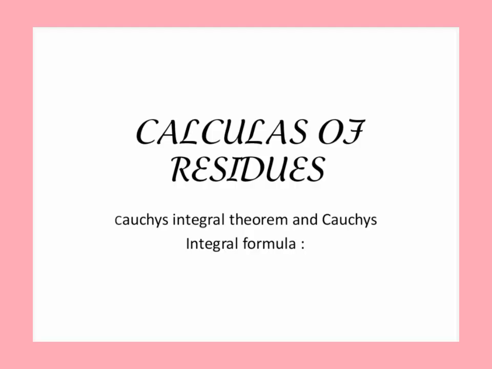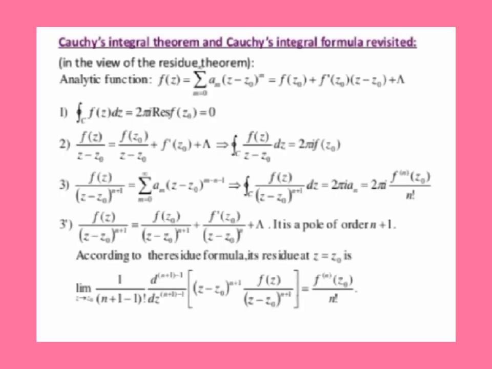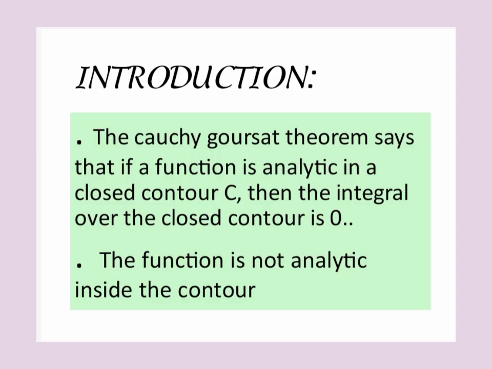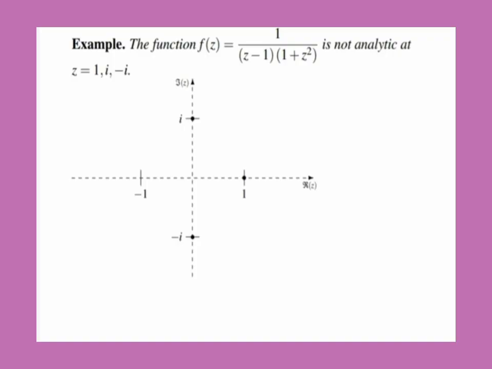Calculus of residues, Cauchy's integral theorem and Cauchy's integral formula. We are going to see a brief of it. In Cauchy's integral theorem, the summation of a_n (z minus z0) to the power m is equal to f of z0. It shows that 2 pi i times the residue of f of z0 is equal to 0. Cauchy's theorem says that if a function is analytic in a closed contour C, then the integral is 0. The function may not be analytic inside the contour. For example, f of z is equal to 1 over (z minus 1)(1 plus z squared). It is not analytic at 1, i and minus i.